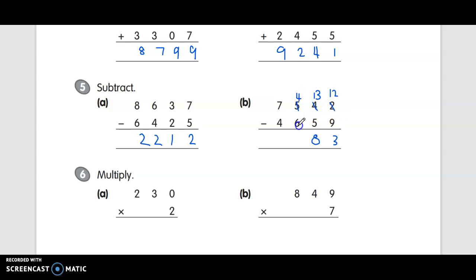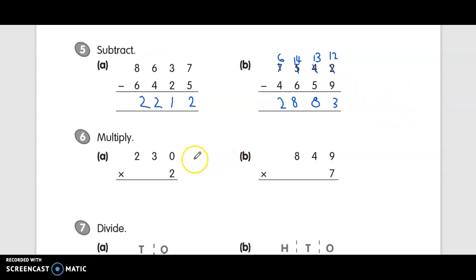Let's move on to this one. Can 4 minus 6? No. So we need to regroup again. So we regroup, here becomes 6. So 14 minus 6 is 8, and 6 minus 4 is 2. Okay, please do your corrections and show your regrouping clearly at the side.